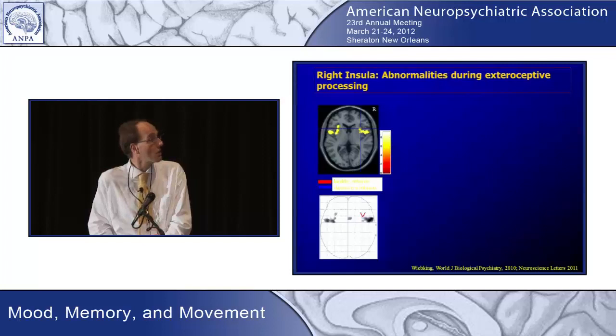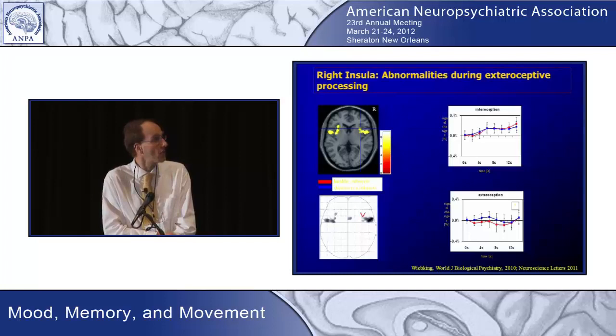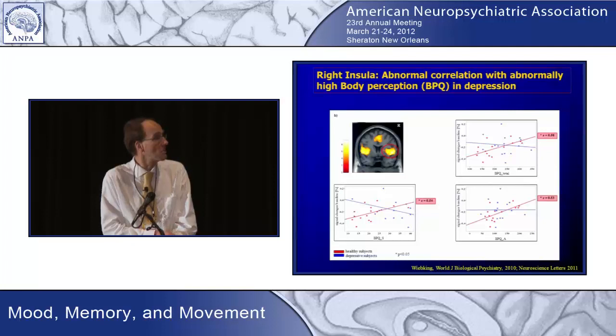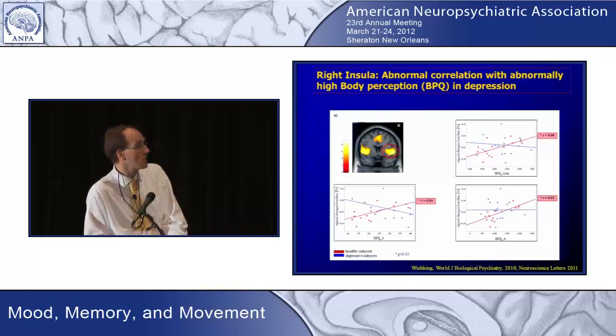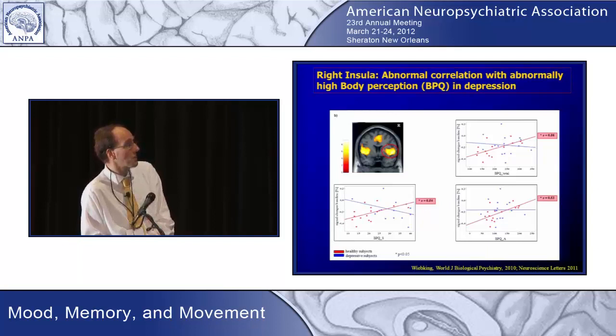And the same pattern we observe also in the right insula. You can see in depressed subjects the correlation with the subjective stress instruments for the right insula. You remember we had a correlation, particularly with the intero-exteroceptive difference. The red ones are the healthy subjects, the blue ones are the depressed subjects. And you basically see there's no correlation anymore. So the blue line is completely flat.